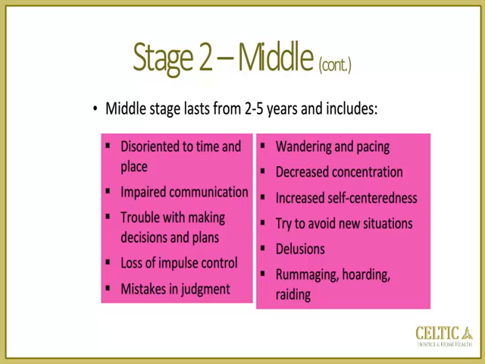The middle stage of Alzheimer's disease lasts anywhere from 2 to 5 years and may include disorientation to time and place, impaired communication, trouble with making decisions and plans, loss of impulse control, mistakes in judgment, wandering and pacing, decreased concentration, increased self-centeredness, trying to avoid new situations, delusions, and rummaging, hoarding, and raiding.